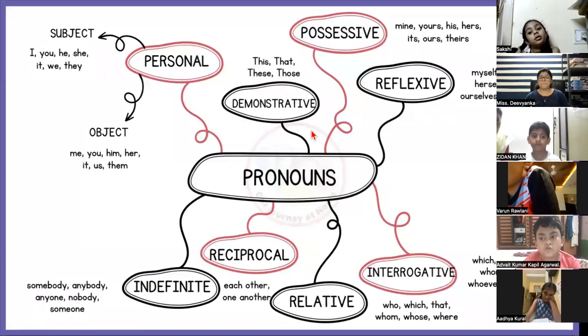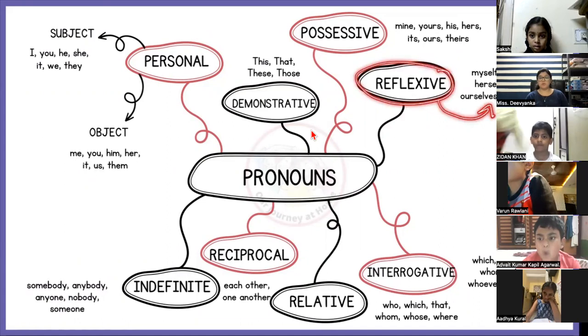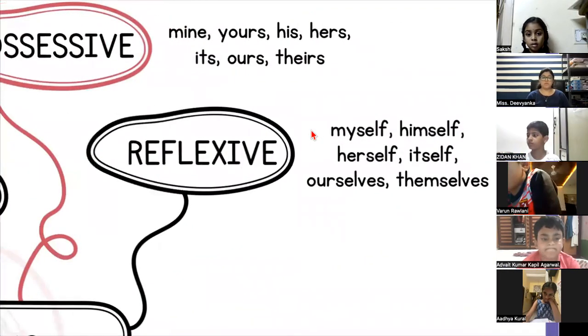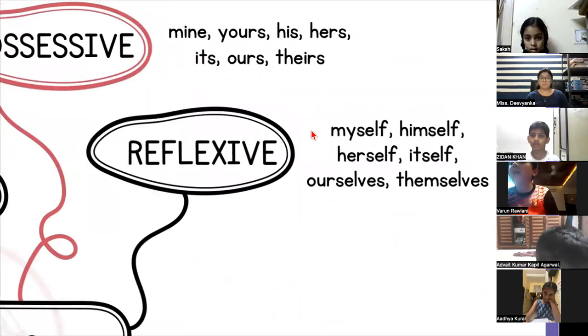Reflexive is this one. Here is reflexive. So, these are the reflexive pronouns. Read them. Ma'am, there is your camera. Where are the reflexive ones? There, okay. Now, can you say it? Myself, himself, herself, itself, ourselves, and themselves.